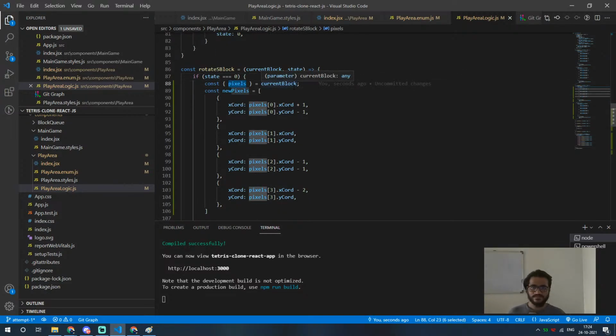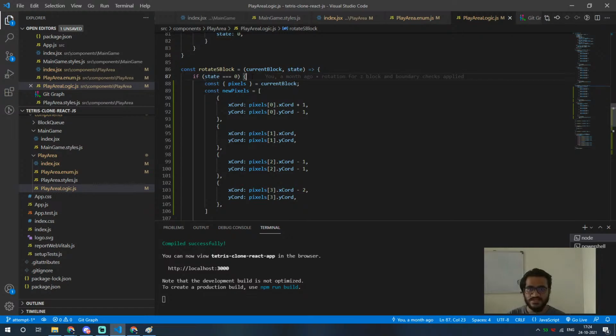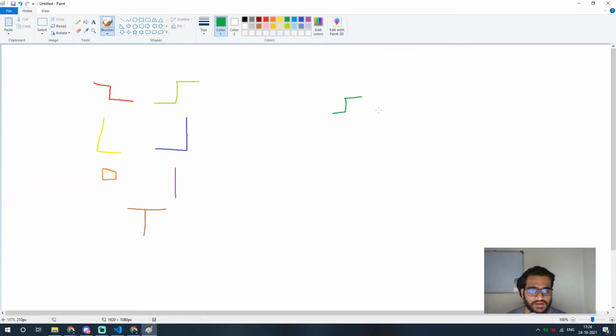So for now, in S, let me just draw it here. This is state 0. If this is state 0, for state 1, what are we going to do? How does this rotation happen? This, right? Thank you, Farya.